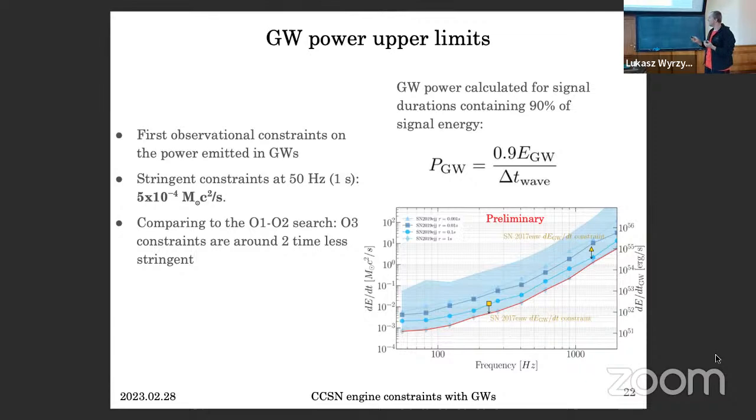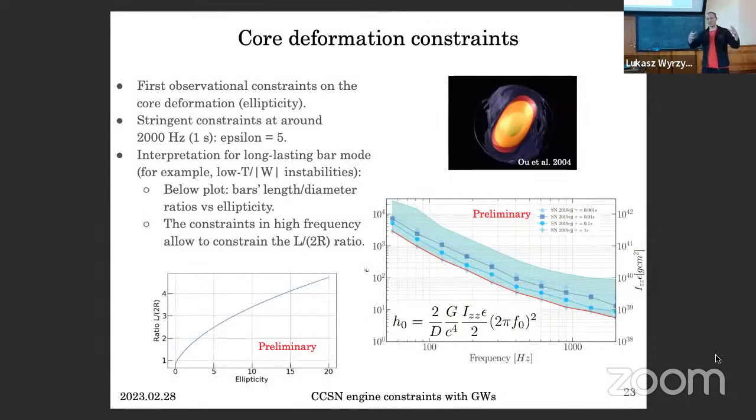Now, the next constraint is on the core deformations. If we assume that a core goes into the bar mode, like here, and the modelers are still achieving bar modes for very rapidly rotating stars, we are able to constrain them to an ellipticity of around 1 or maybe a little bit below 1. You can see that ellipticity is proportional to the strain. So the larger the ellipticity of the source, the larger the deformation, then proportionally the gravitational waves are stronger. And since we don't have a gravitational wave detection, we can set these upper limits.